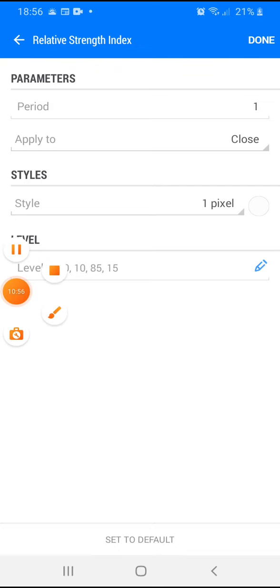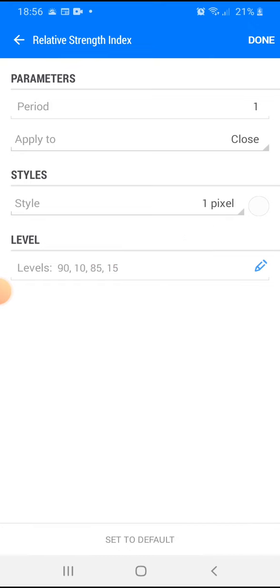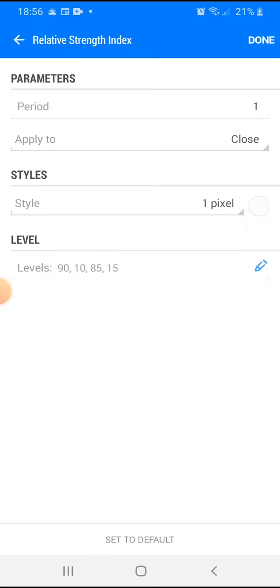Then what is important again here on the style, make sure that it has the color of your background. So it's 1 pixel with color white, my background is white. Then what is important is the levels. The levels is what we need there. So we have levels 90, 10, 85 and 15. Those are the levels that we need. We click back, then we click done.